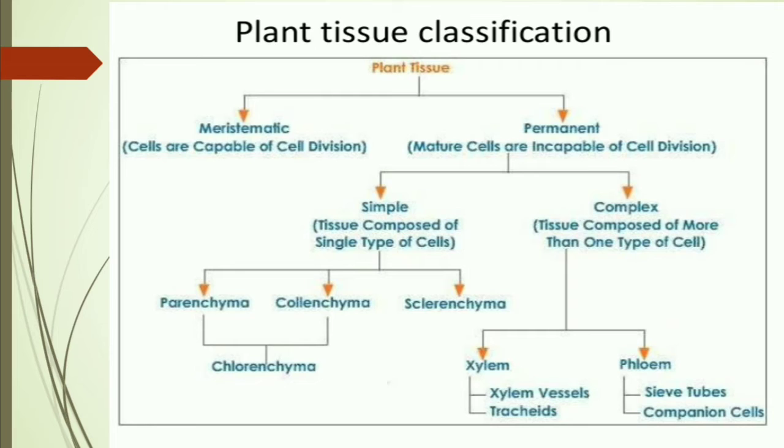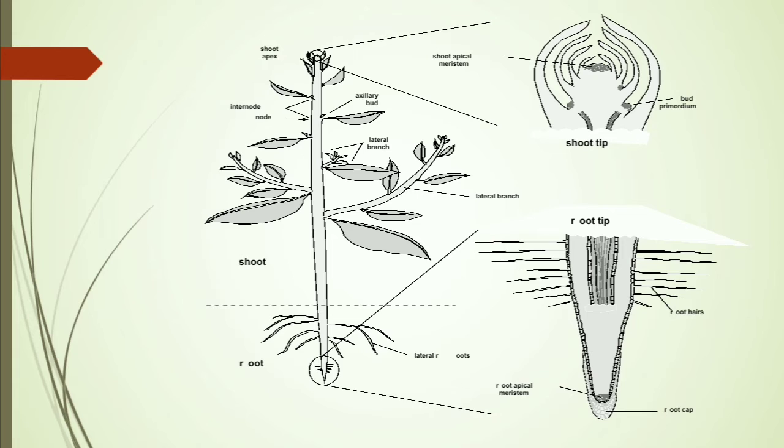Complex permanent tissue can be divided into xylem and phloem. Xylem is composed of xylem vessels and tracheids, and phloem is composed of sieve tubes and companion cells. So here you can see the parts of a plant. A plant has two main parts, the root part and the shoot part, and at the tips the meristematic tissue is present. So there are two tips, shoot tip and root tip.